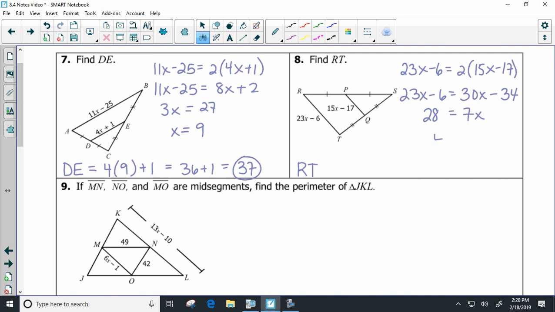Divide by 7. And I find out that x is equal to 4. Well, the question says find RT. Well, RT is 23 times x minus 6. So if you do 23 times 4 and subtract 6, you should get 86. You get 86 for a distance.